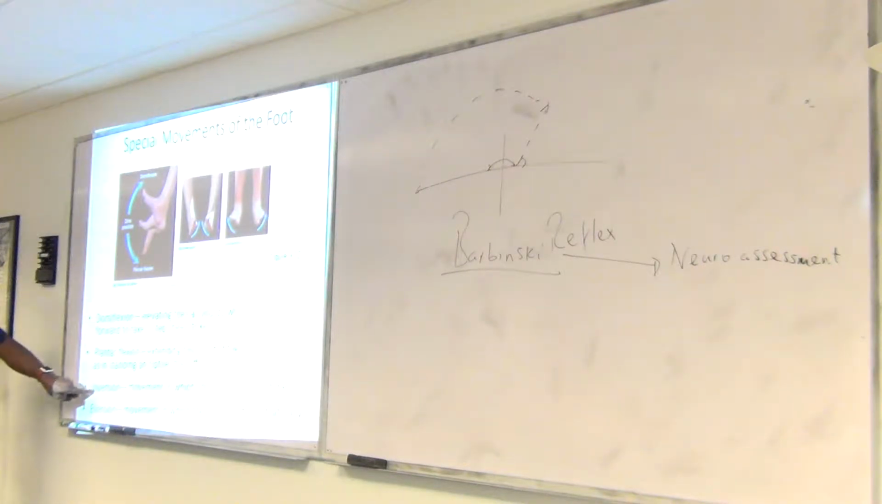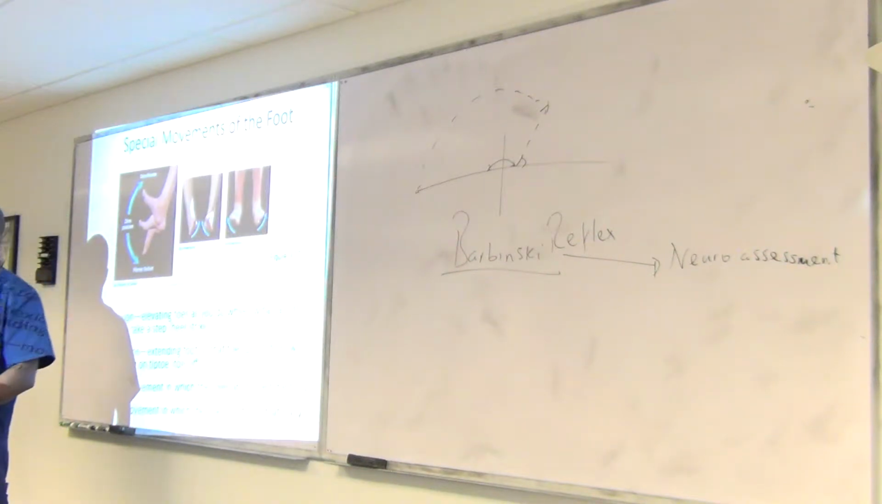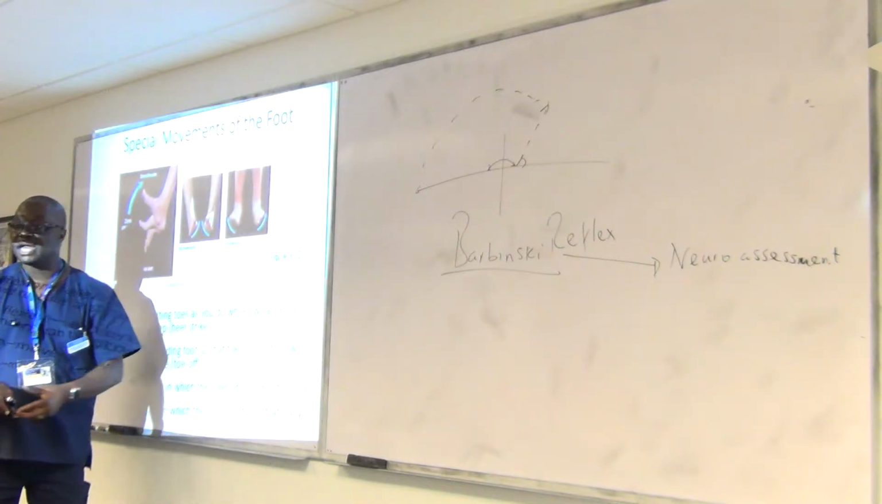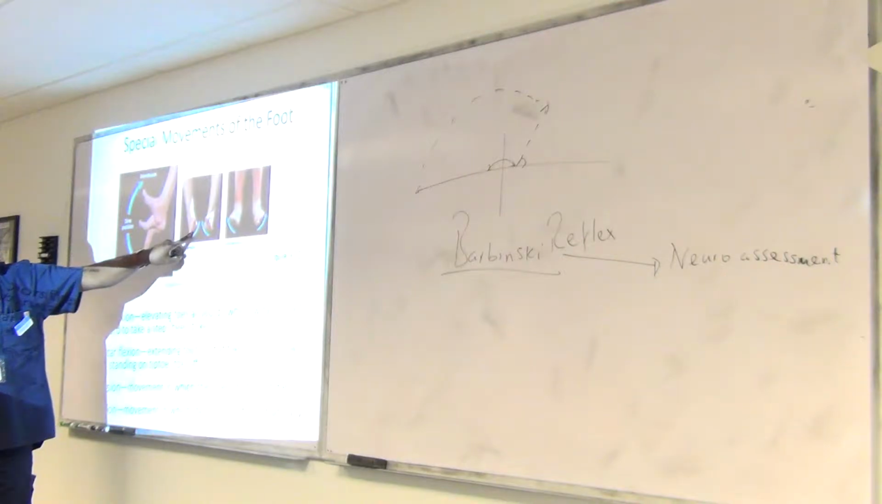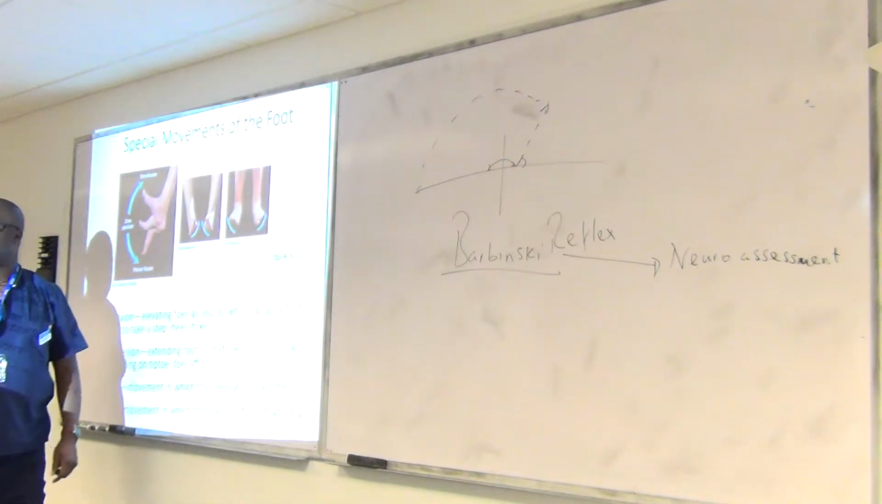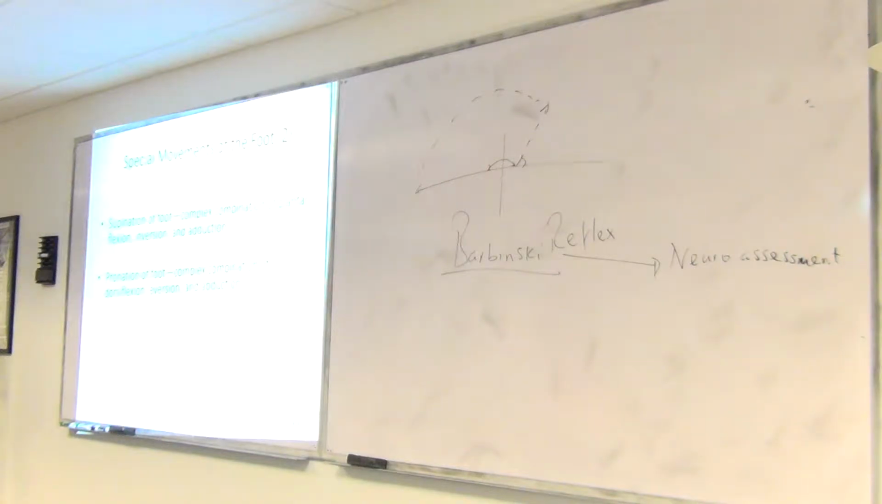All right. The inversion and eversion. This is where we turn the sole medially. Let's say this is the foot. We turn the sole medially. That's inversion. Eversion, turn the sole laterally. Back to the zero position. So inversion, the sole is turned medially, like this. You can see? Eversion, you turn the sole laterally. So it's a type of assessing movement on the ankle. Supination of the foot is when we combine plantar flexion, inversion, and adduction. Pronation is dorsiflexion, eversion, and abduction.